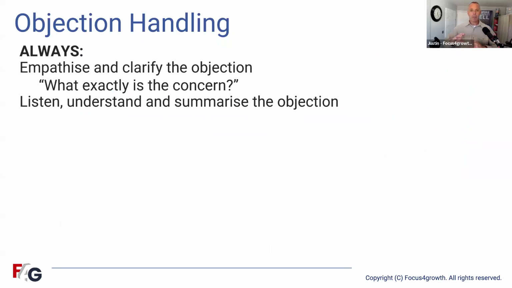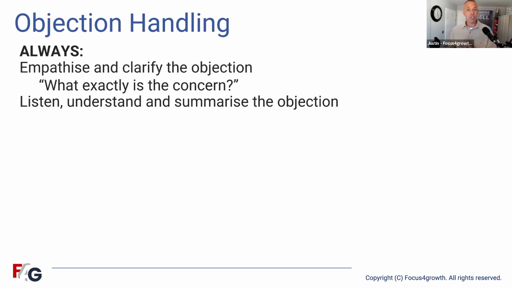I'm going to talk about the three different areas. We're always going to empathize and clarify the objection. If they've raised an objection, we'll ask what exactly it is, it might be a concern, or what exactly is the situation that they're presenting. Then we're going to listen to what the customer says and make sure we understand it. And then I really like the idea of summarizing it back. The summary could be as simple as, so what you're saying is, and then repeat or paraphrase what they've said.